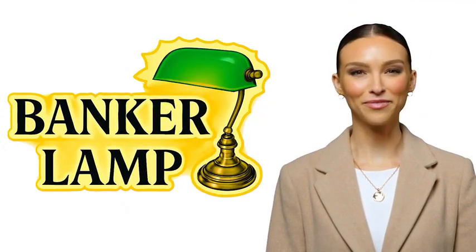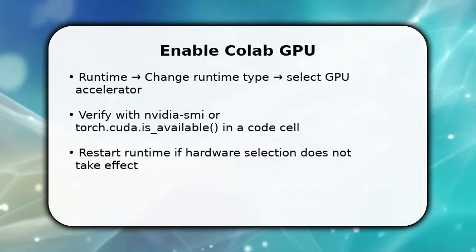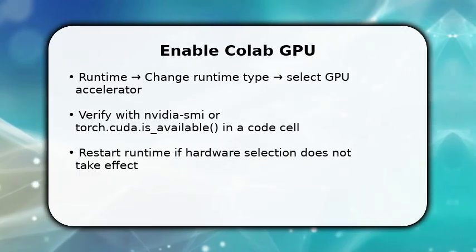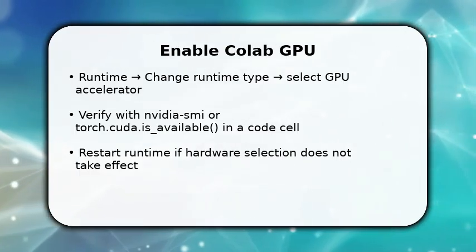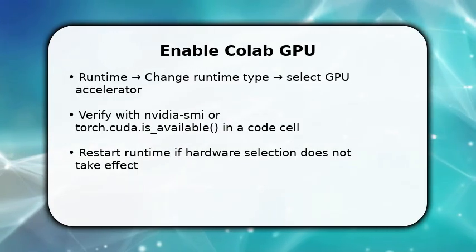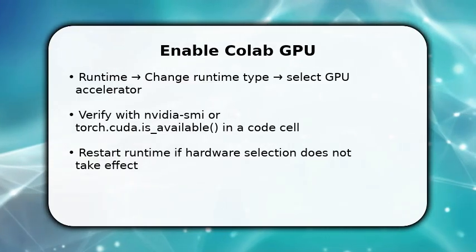Please enjoy the video. You start by enabling hardware acceleration: open Runtime, change runtime type, and pick GPU. Run a quick verification command like nvidia-smi. This confirms the system GPU is assigned. If you use PyTorch, call torch.cuda.is_available, so you know your code will see the device.